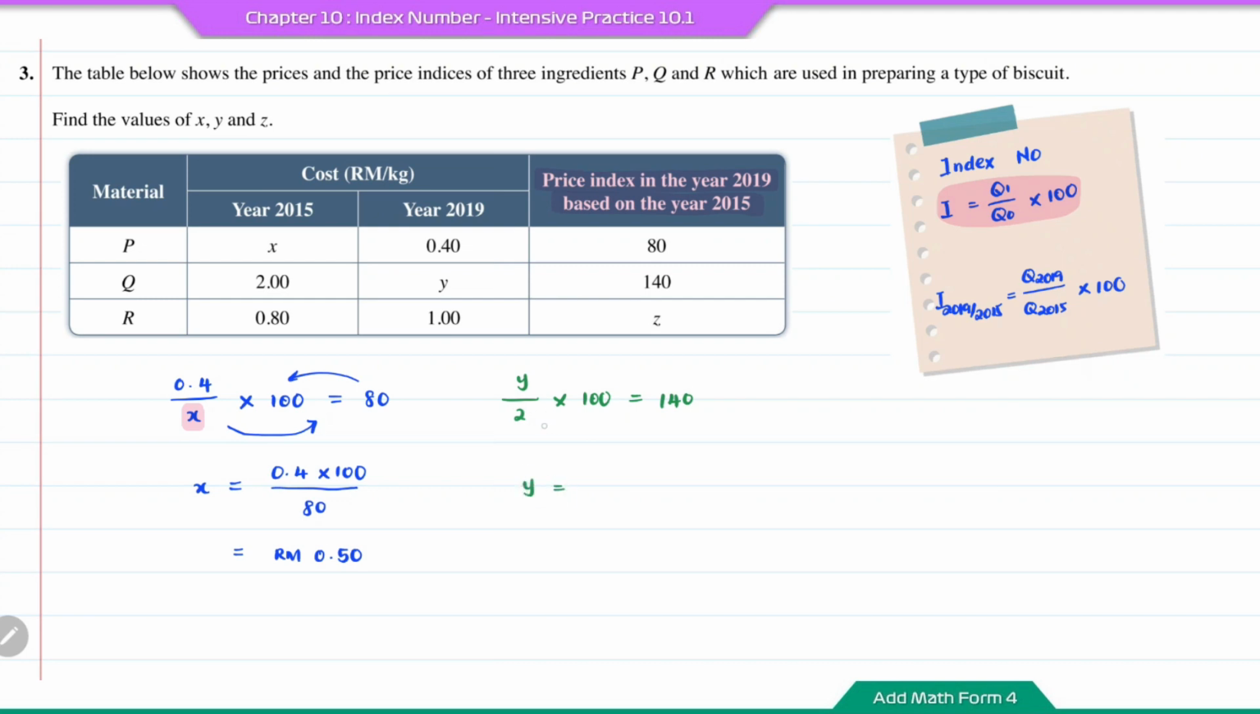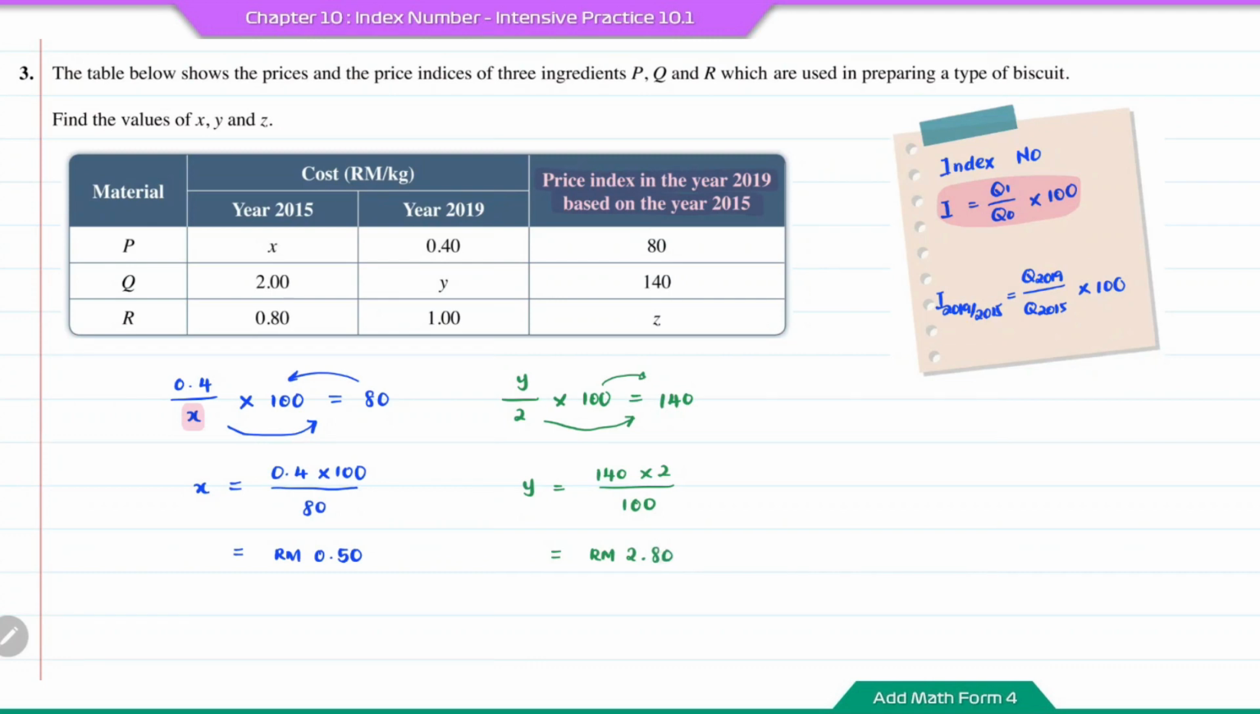To find for the Y, first I'm going to move the number 2 to the right hand side. Later on, I'm going to move the 100 to the right hand side as well. This will be 140 times 2 divided by 100. The answer will be 2.8. And the Y refers to the cost as well, and involves the price. Therefore, you must put the unit RM 2.80, 2 decimal places.